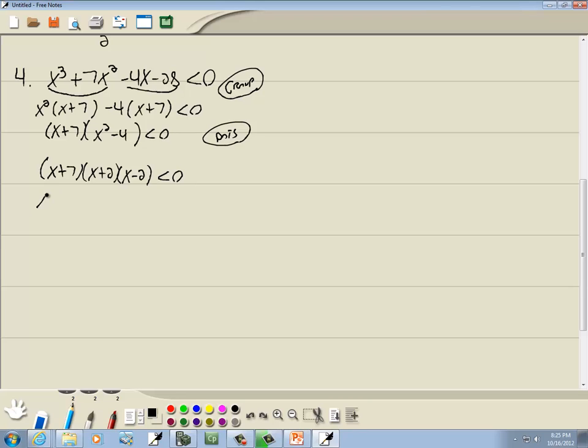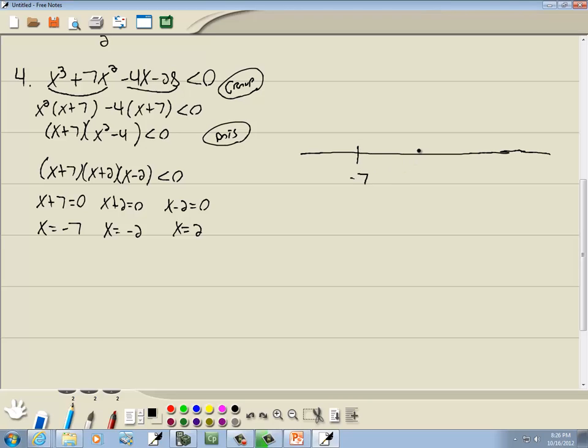Now we want to set each factor equal to 0. So I'll set x plus 7 equal to 0. I'll set x plus 2 equal to 0. And I'll set x minus 2 equal to 0. Now solve for x. So I'll take 7 over, becomes a negative 7. Take 2 over, becomes a negative 2. And take the negative 2 over, becomes a positive 2. Our smallest critical value is a negative 7, so that comes first. Negative 2 is our next largest one, so that comes next. And a positive 2 is the largest one, so that comes clear to the right. Now here's negative infinity, here's positive infinity. Again, our critical values split them into intervals.